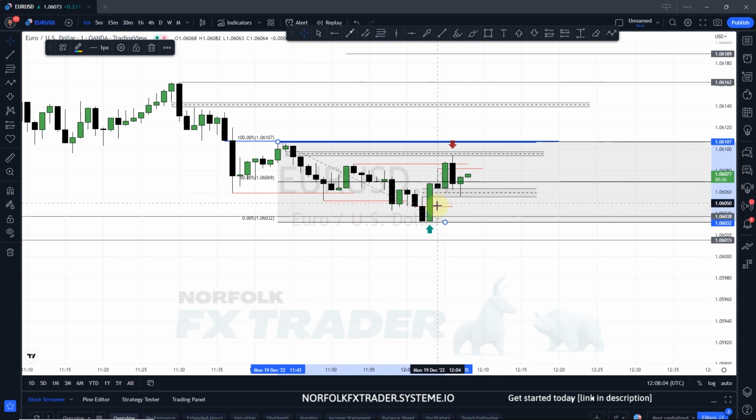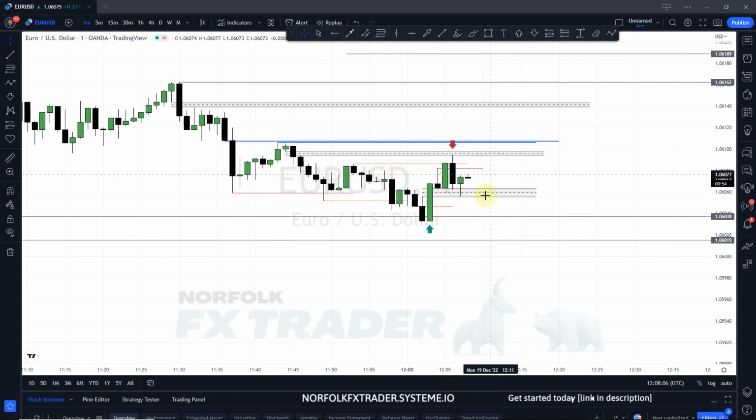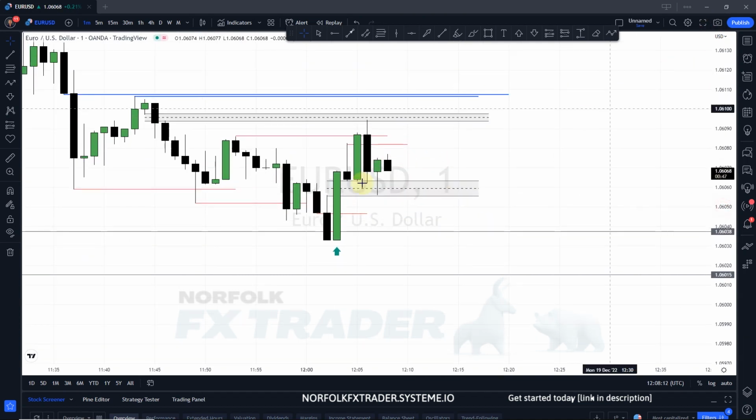So you can see what's just happened. We've just created this rejection. And what did it come out of? Okay, so we just zoom in closer. We nearly filled this imbalance. Actually, I think we did fill that imbalance. Yep, so just about filled that imbalance. A nice reversal candle right there. So price has filled that imbalance, pushed back up.